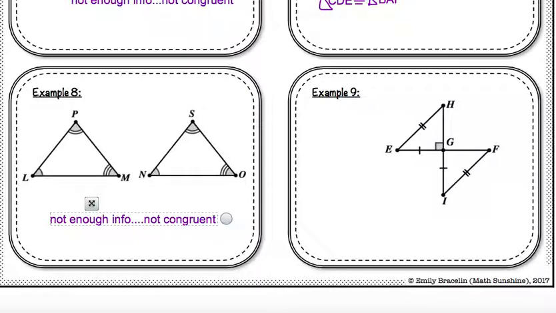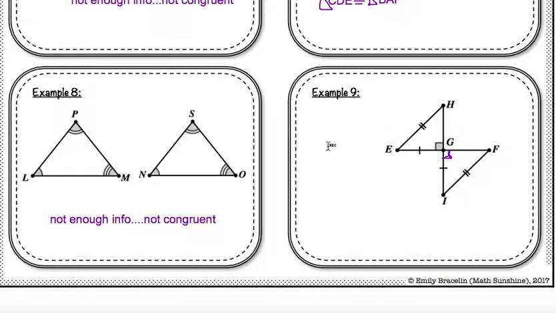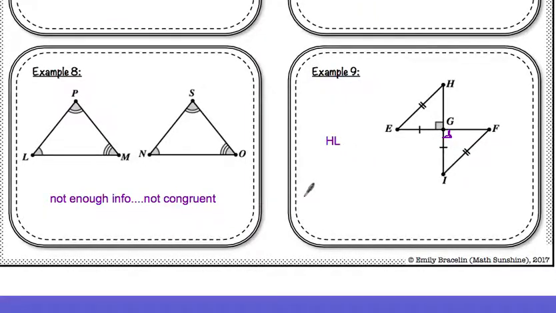And here's the last one. On the last example, I have an angle that's right and another angle that's right, because these are vertical angles, so they're both right angles. I also see that I have hypotenuses that are congruent and a pair of legs that are congruent. So I have enough information to call this hypotenuse leg, and I'm going to say triangle EGH is the first triangle.